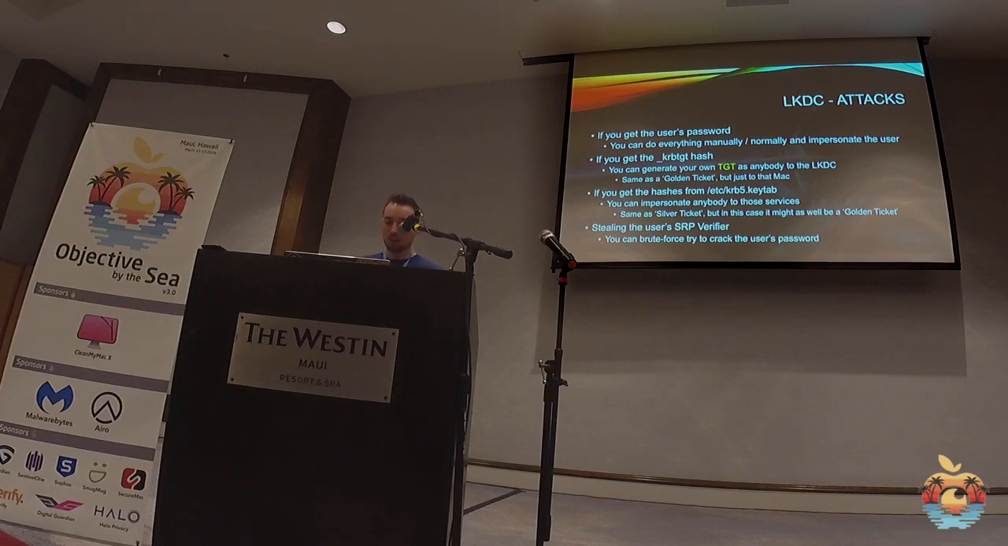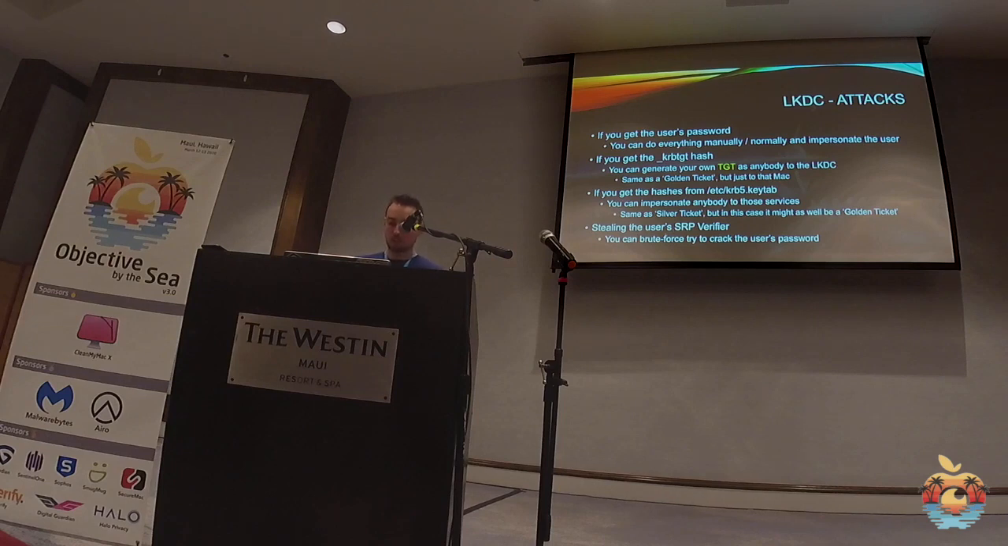If you get any of the hashes from the etc krb5.keytab file, those hashes are the ones for all the services on that box. So if you have those, you can mint your own service tickets, i.e. silver tickets, to any service on that box. So in this case, golden tickets and silver tickets are essentially the same because everything is living and encapsulated on that one box. So again, you can be anybody to any service on that box.